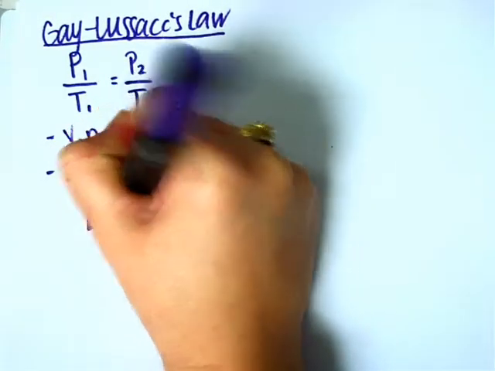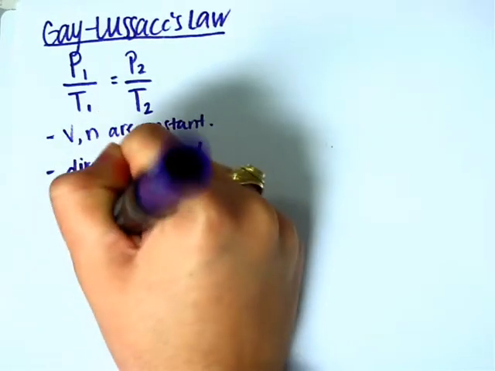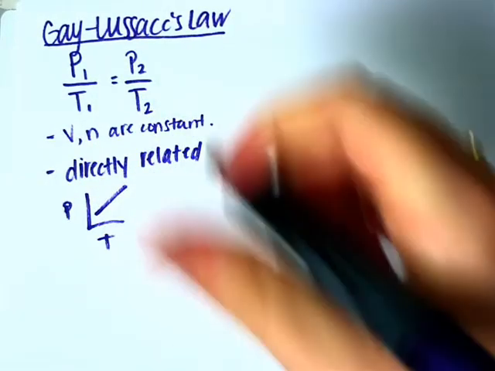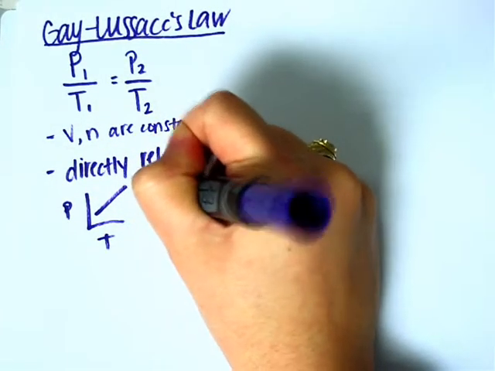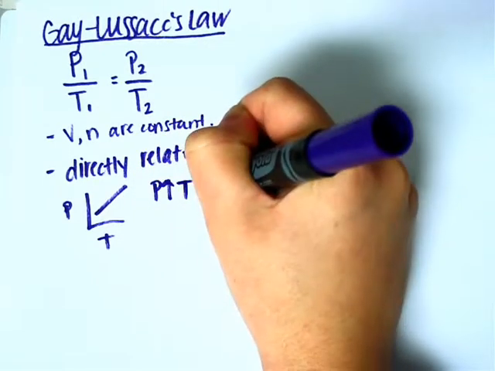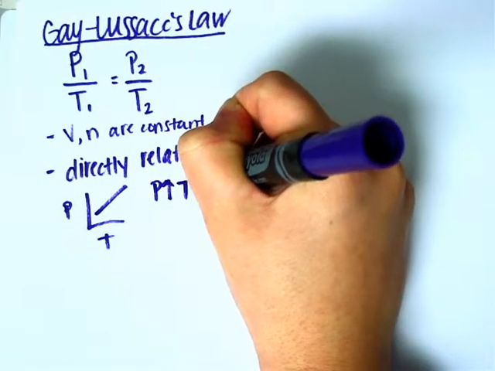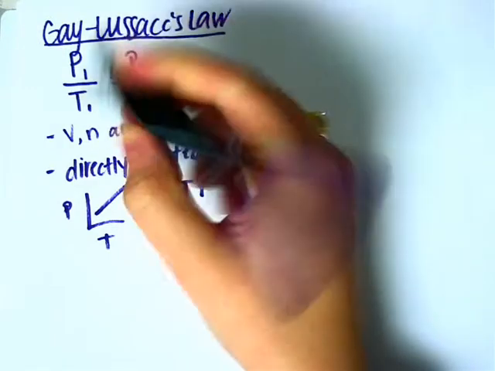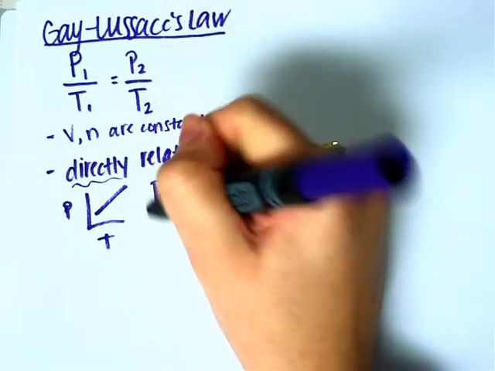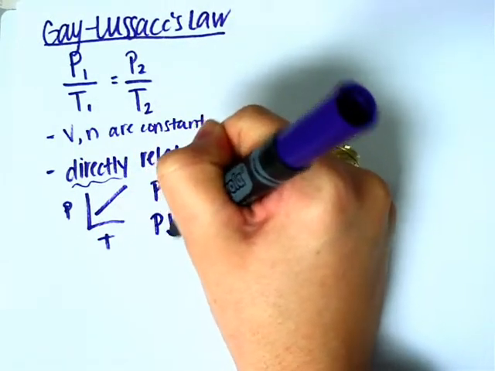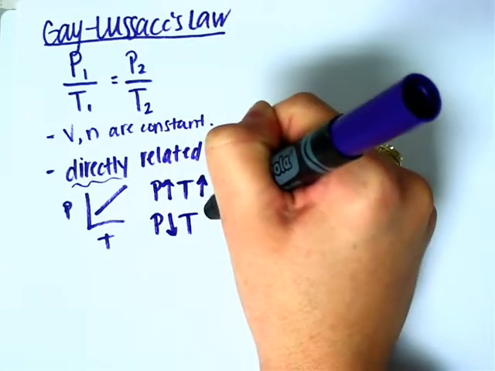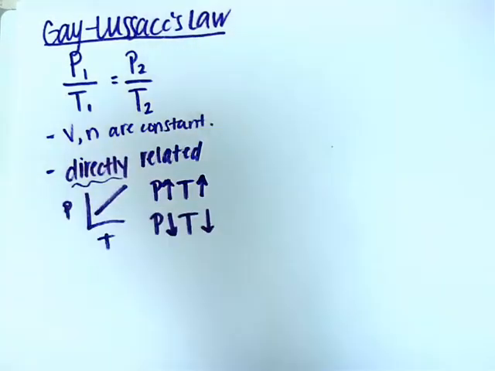So once again, if we plot our pressure versus temperature, it'll look something like that. And if pressure goes up, what does temperature do? It goes up because they are directly related. So if pressure goes down, what does temperature do? It goes down.